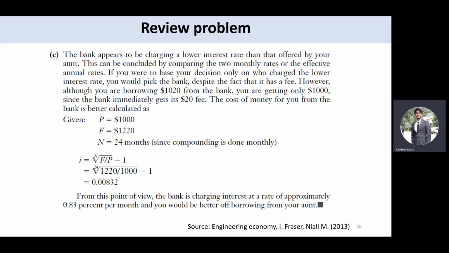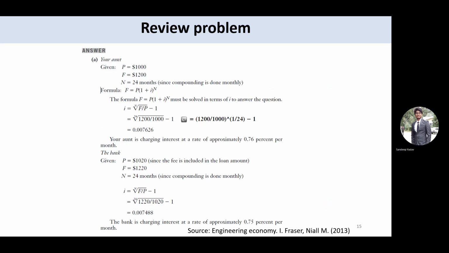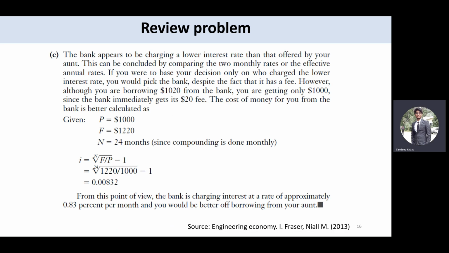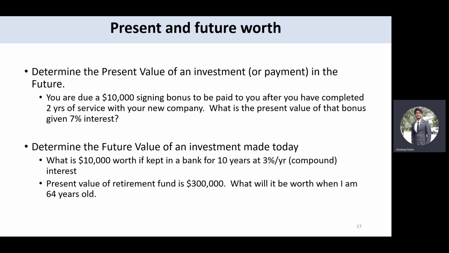So that's how the effective rate works. You have to prefer your aunt because she is charging only 0.76%, and the bank is effectively charging 0.83%. So now we get some clarity. Now we can go to the next topic, that is present and future values.